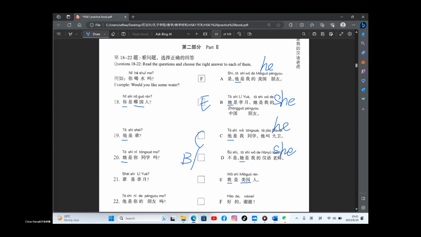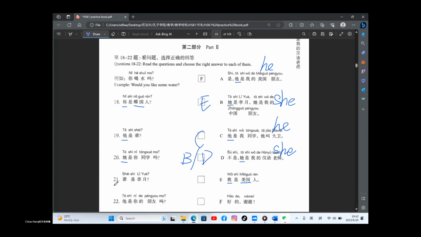D. 不是，她是我的汉语老师. This one also seems appropriate, right? Is she your classmate? No, she's my Chinese teacher. So let's put both of them here first and go through the others.